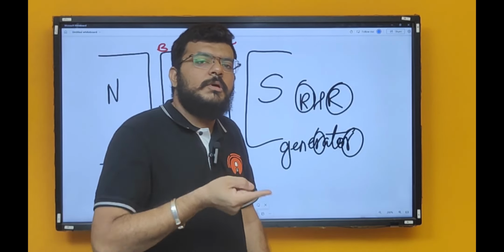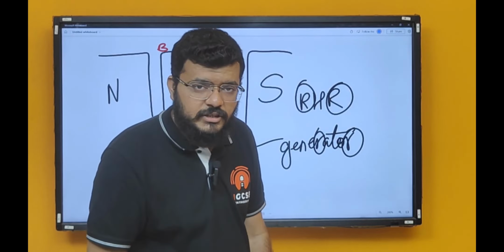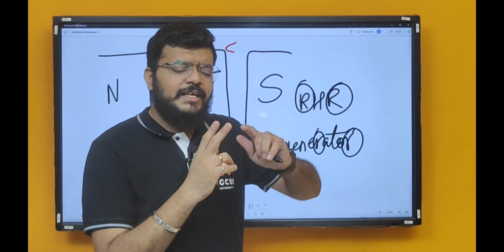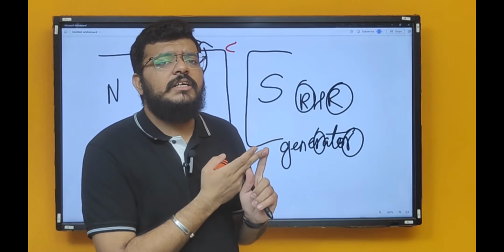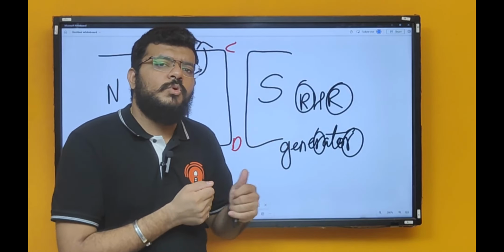Now, something to remember here. The first finger always stays the magnetic field direction. The thumb always stays the direction of motion. And the second finger always stays the direction of the current, no matter if it is a generator or if it is a motor.